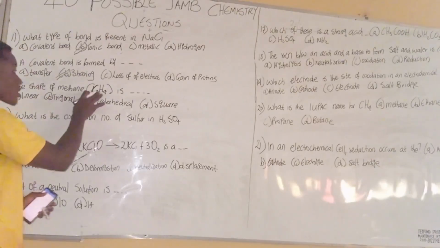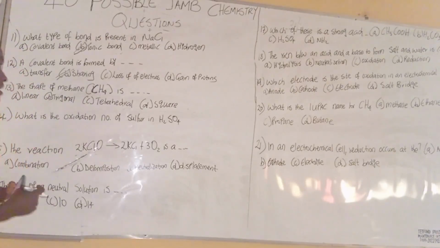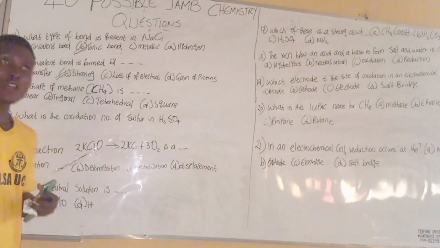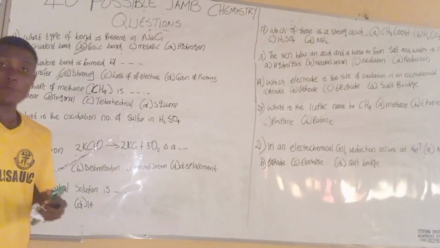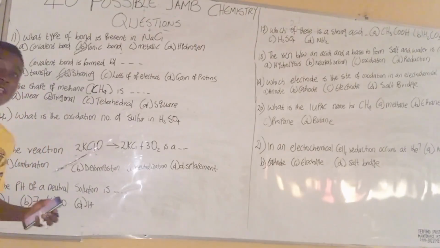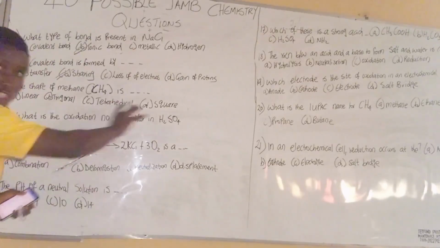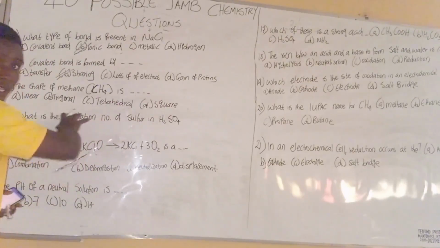Number 13 says, what is the shape of methane? Methane is CH4. Now, methane is an alkane. Methane is a member of the alkanes family. So, the shape of the methane, first of all, you have to know the shape of alkanes. The shape of alkanes is tetrahedral. So, we have to check it here in the options.